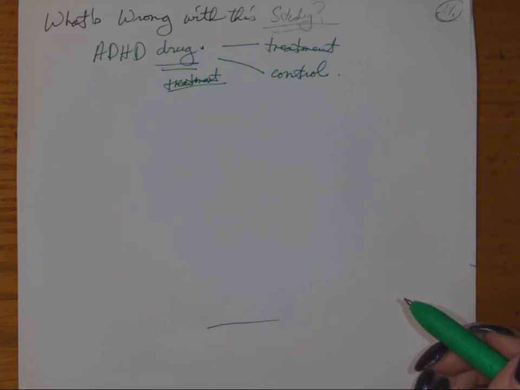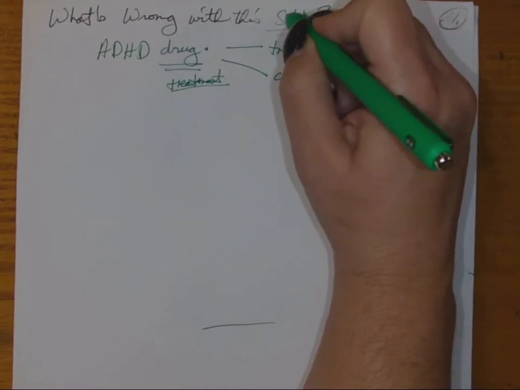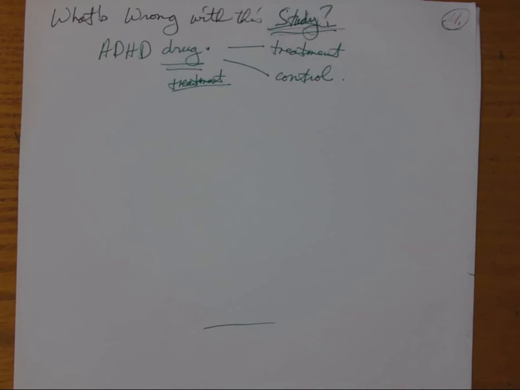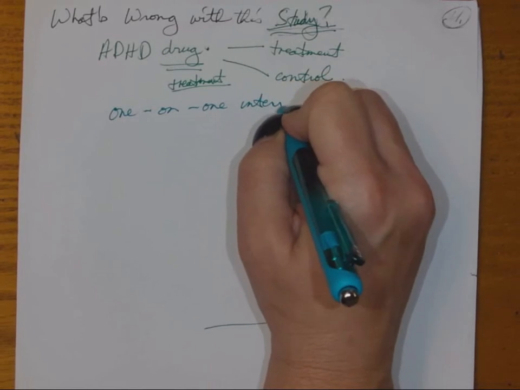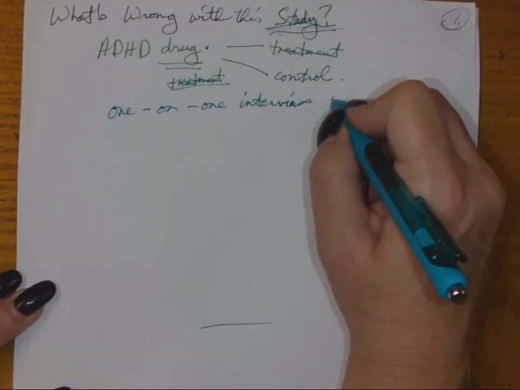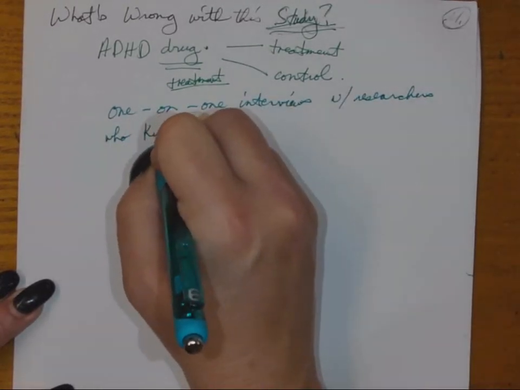The experiment is single blind. What does that mean? That means that the researcher knows who gets the drug, but the participants don't know. Okay? And then we say experimenters evaluate how polite the children are during one-on-one interviews. Okay, so what's wrong with the study? Okay, and I hope you're saying there's a problem with the one-on-one interviews with researchers who know who got the drug.